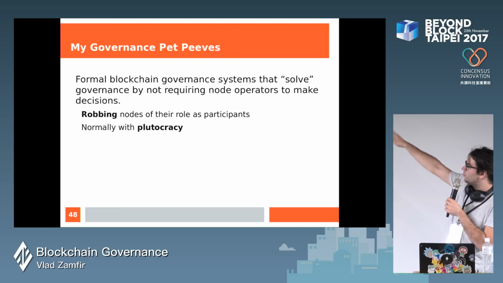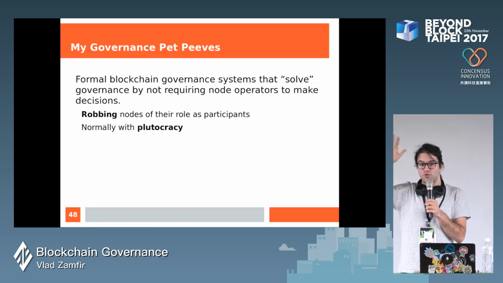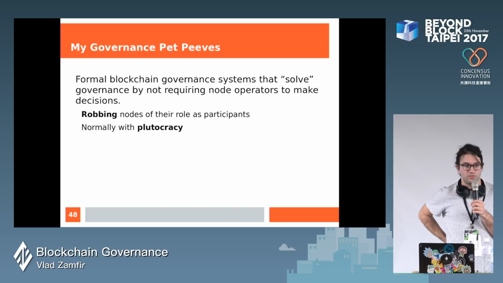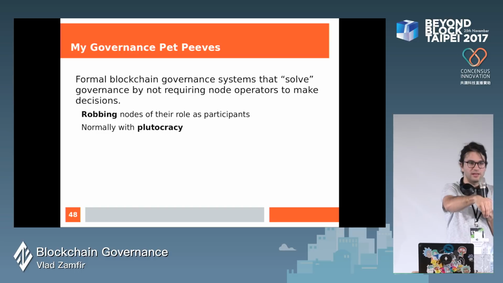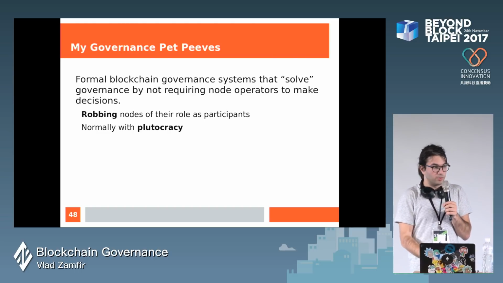When people want a formal governance system that basically solves the governance process by removing the right of nodes to decide what software to run, right? This is like Tezos, or anyone who wants to have an in-protocol governance mechanism that will automatically determine what software people run. I think that is robbing nodes of their roles as participants.